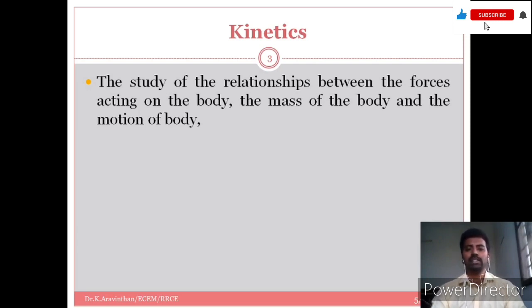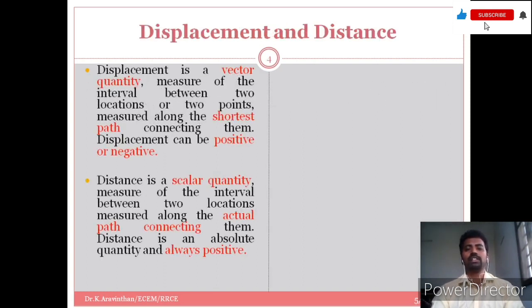In kinematics the mass is not considered, but in kinetics the mass will be considered. So the body can be of whatever weight. It can be 100 kilo or 1000 kilo or even 1 kilo. We will not be interested in dealing with the mass of the object.